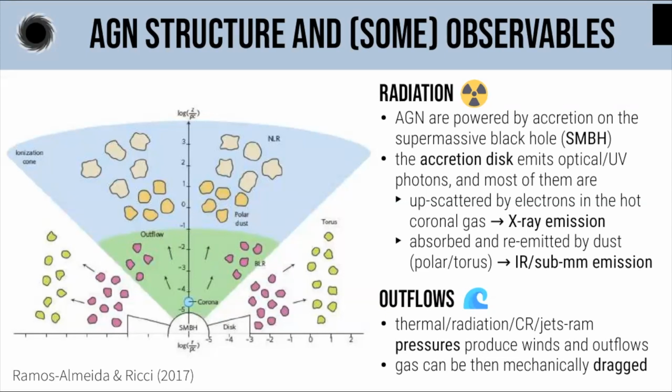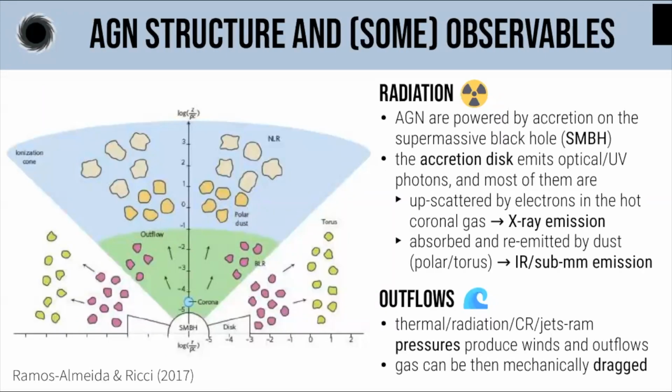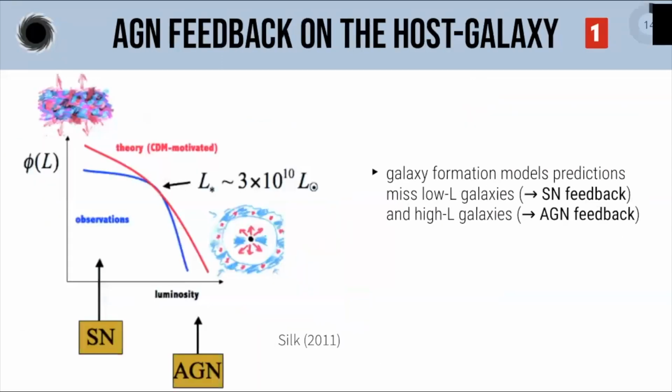But we also know that different kinds of pressure can give rise to winds and outflows, in different phases, which can then drag other gas in different phases and make also spectacular outflows. So I will give you 3 evidences of the so-called AGN feedback, which is the effect that this kind of small structure, which is just in the central 100 parsec, let's say, at most, of galaxies can have on the whole galaxy. So the first one is coming from our understanding of the universe on the large scale.